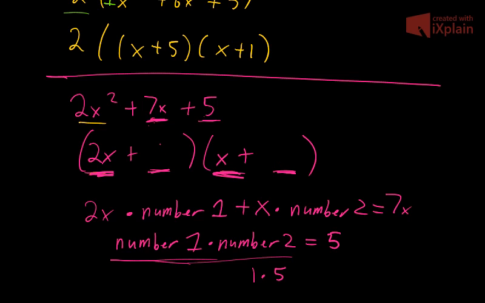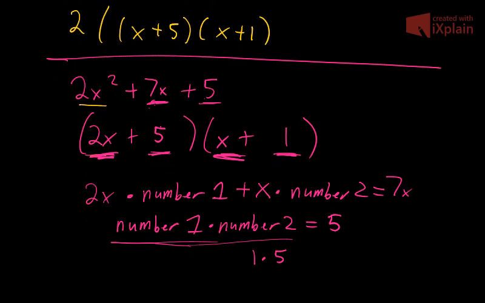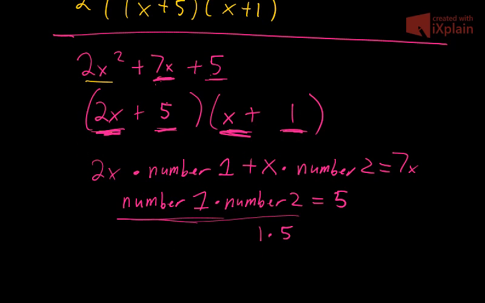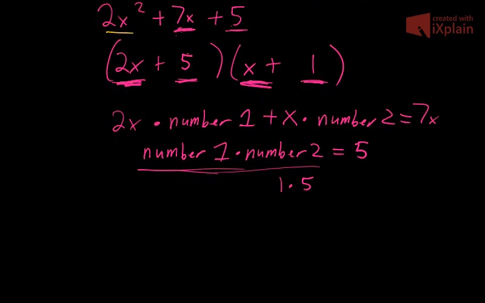So instead what I'm going to do is I'm going to put the 1 here and the 5 here. So I have 2x times 1 is going to be 2x, and 5 times x is 5x, and 2 and 5 is 7. So that should work out.